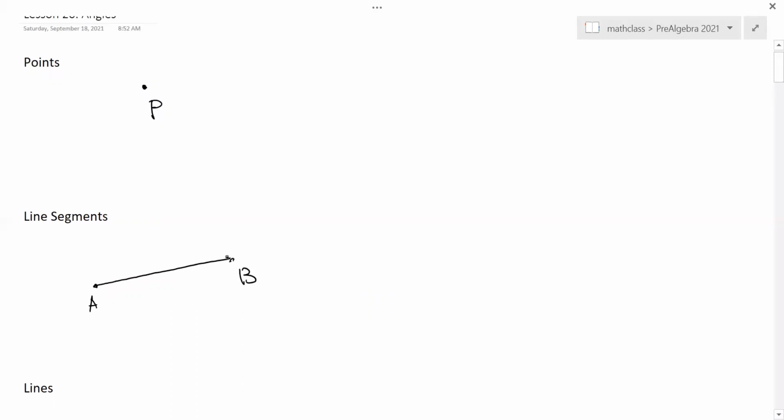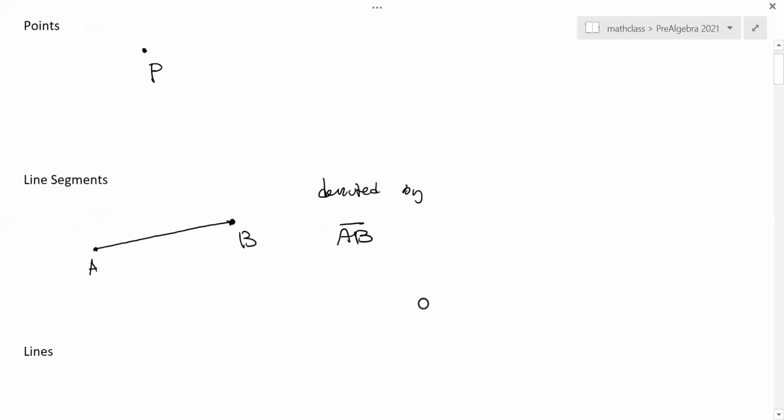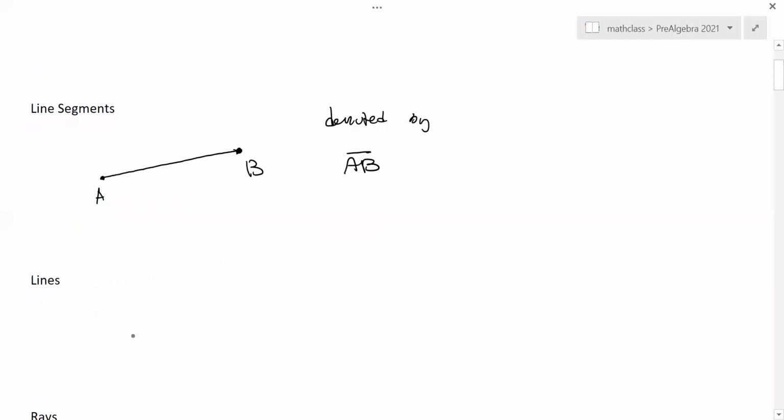So a line segment between A and B is just one piece of a line, and it's usually denoted by A and B with a bar on top. That is the line segment between A and B. Now lines are a different concept. A line has to extend in 2 directions. So usually we put arrow symbols on both sides, and you still use A and B. That notation means a line passing through A and B.